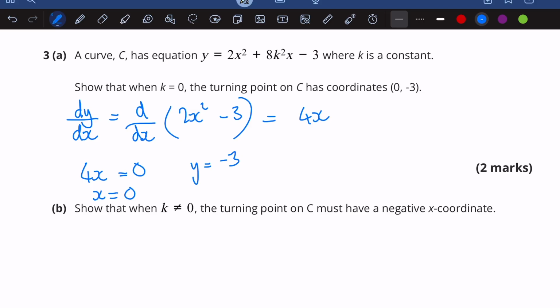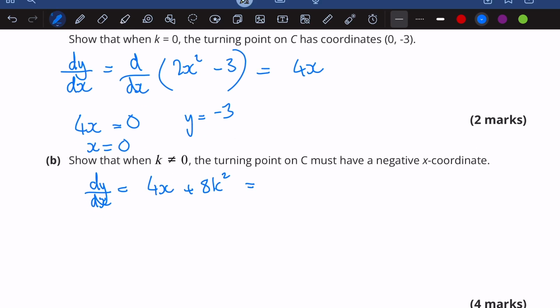All right, welcome back. Now, let's just differentiate this. Even though we don't know what k is, because it could take on an infinite number of values, it's still just a constant in each case. So when you differentiate this, you're going to get 4x plus 8k squared. Now, when this equals 0, we can simplify it. We can divide by 4, and we get x plus 2k squared equals 0.